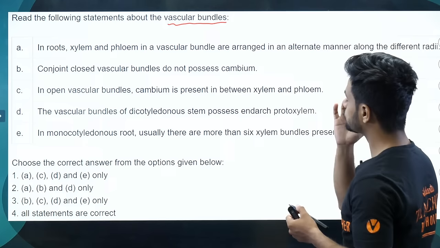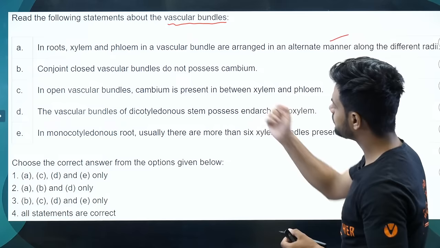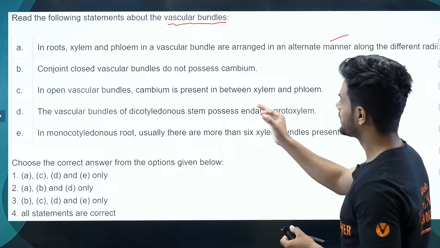In roots, xylem and phloem in vascular bundles are arranged in an alternating manner along the radii. Conjoint vascular bundles do not possess cambium. In open vascular bundles, cambium is present in between xylem and phloem.